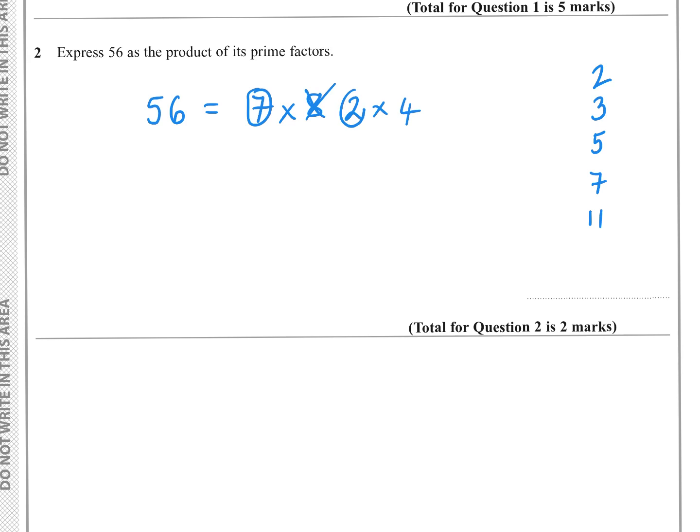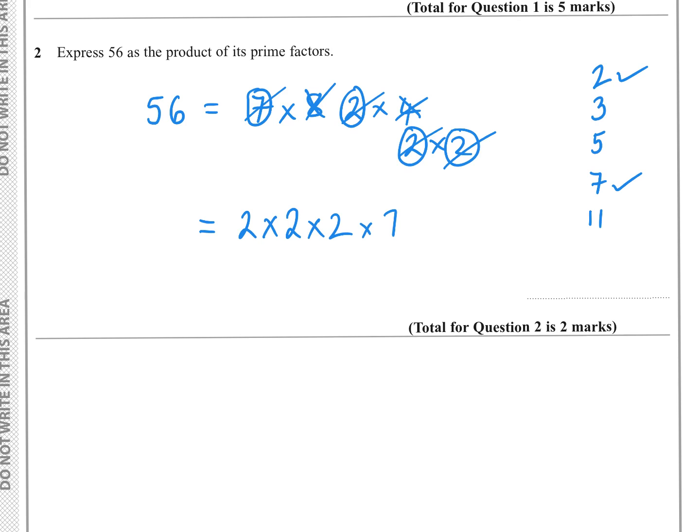And then we can keep the 2 because that's prime along with the 7. And then we can ditch the 4 and say, well, that's 2 times 2 again. And look, we have all the prime factors. So we can write it with the smaller prime numbers first: 2 times 2 times 2, cross them out when you've done them, times the 7. A shorter way of doing that, which is allowable, is 2 to the power 3 times 7.